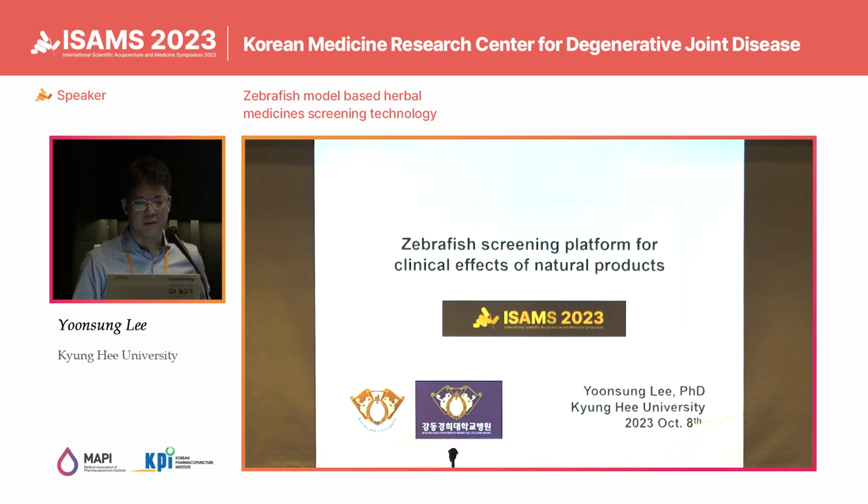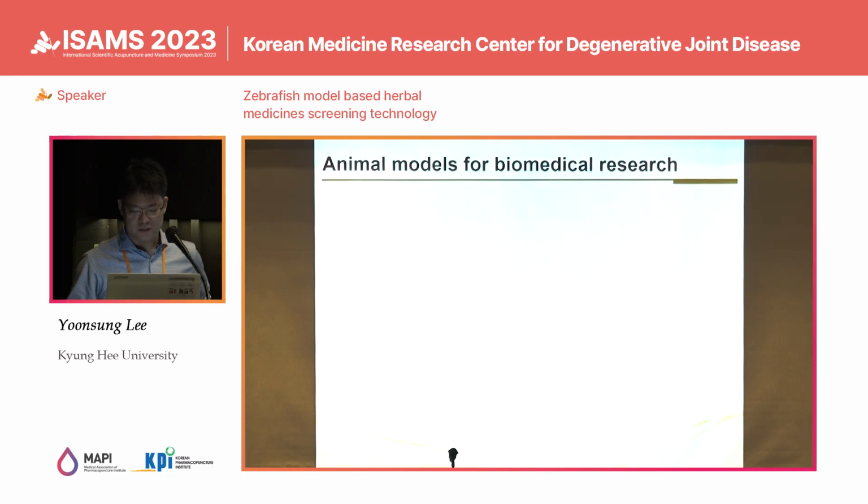Today my talk is about the introduction of a zebrafish screening platform system for clinical effects of natural products, including urban medicine and others. First of all, I would like to start with some introduction about some animal models for biomedical research. Historically, several animal models have been used for each different aspect of biology. For the last whole century, for doing genetics, fly and worm, those kinds of invertebrate animal models have been used really widely.